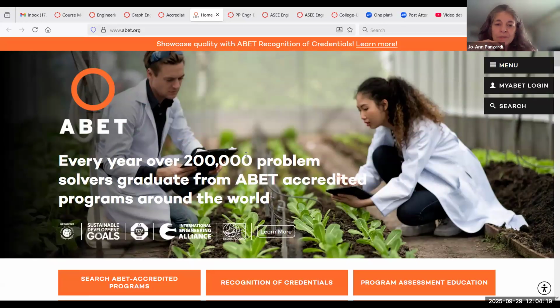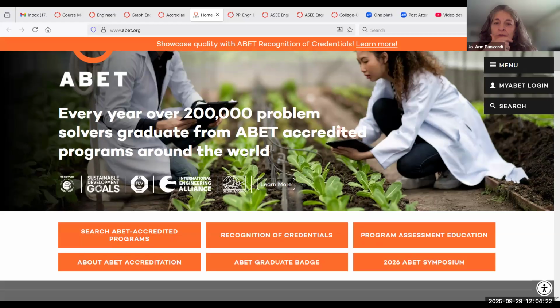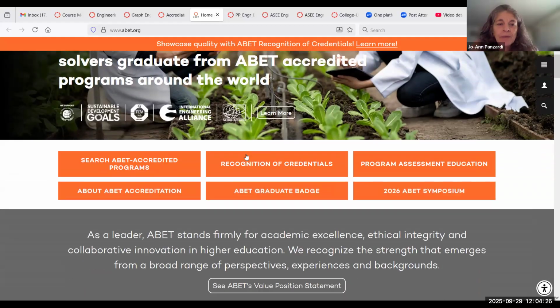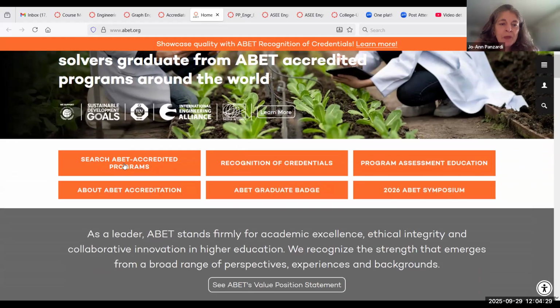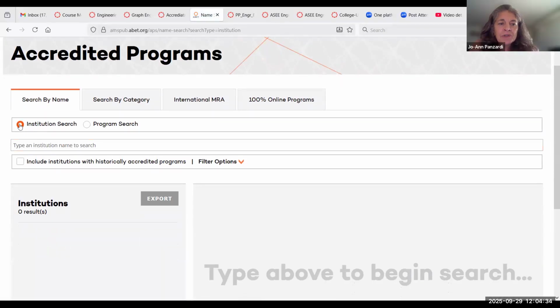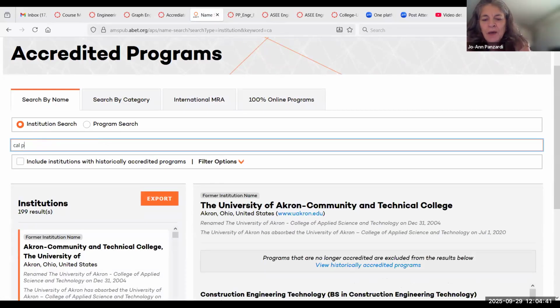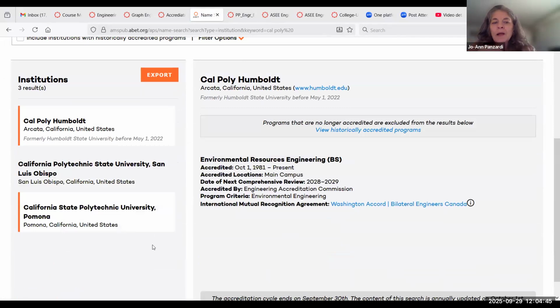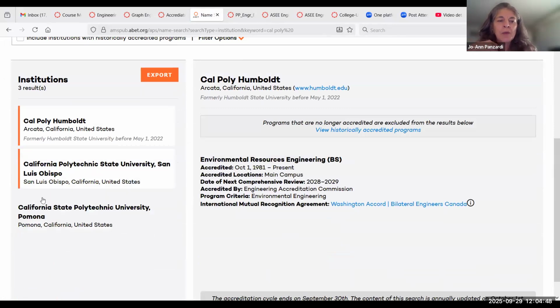So this website is a great tool for you to find programs that are accredited. Okay, so let's play with that a little. Search ABET accredited programs. And there's two ways to do a search, an institution search or a program search. So let's do institution search and let's put in Cal Poly. And you may know that there are 3 Cal Polys now. There used to just be Cal Poly San Luis Obispo and Pomona, but now Humboldt turns into a Cal Poly.